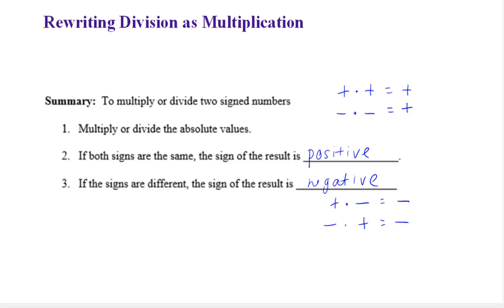And remember the summary of our results. To multiply or divide, in this case, two signed numbers, we're going to divide the absolute values, so divide them as positive numbers. Ignore the signs. If both signs are the same, the quotient is going to be positive. So a positive divided by a positive is positive. A negative divided by a negative is also positive. And if the signs are different, then the result is negative.